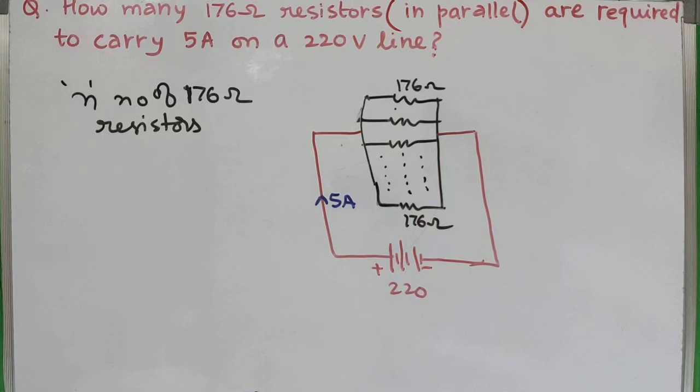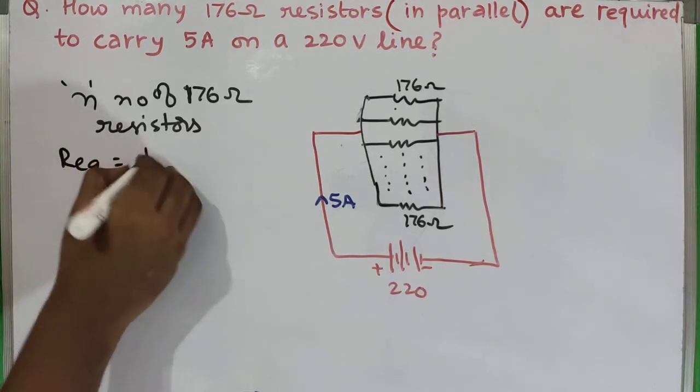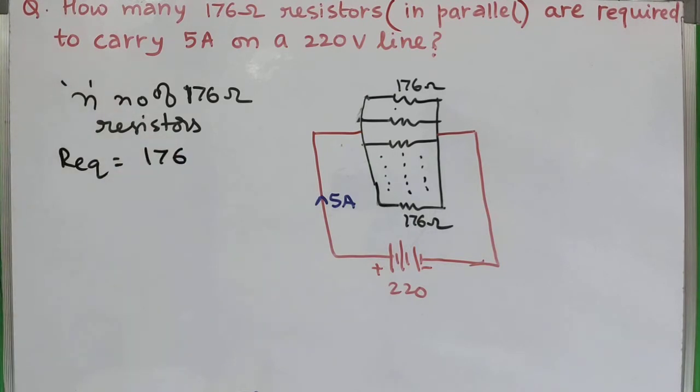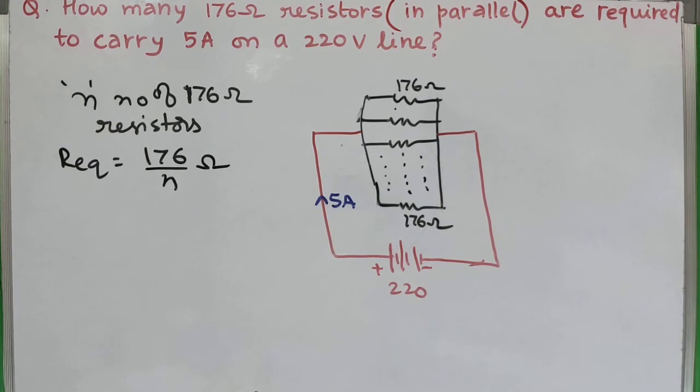Now see the question in a different way. There are n number of 176 ohm resistors, so there would be some equivalent resistance of them. What is that equivalent resistance? That equivalent resistance will be equal to 176 by n ohms. We did this in the previous video also. Each resistor is 176, and there are n resistors, so the equivalent resistance is going to be 176 by n.